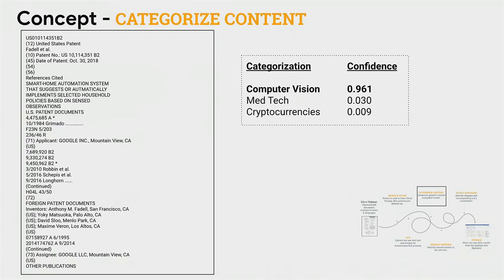And again, I only had to train the model with very few samples in order to get this kind of accuracy and precision in my model. What this is telling me, for example, is that every time I invoke a model, I would be able to get a probability on whether this is a patent relating to medical tech, cryptocurrencies, or computer vision.